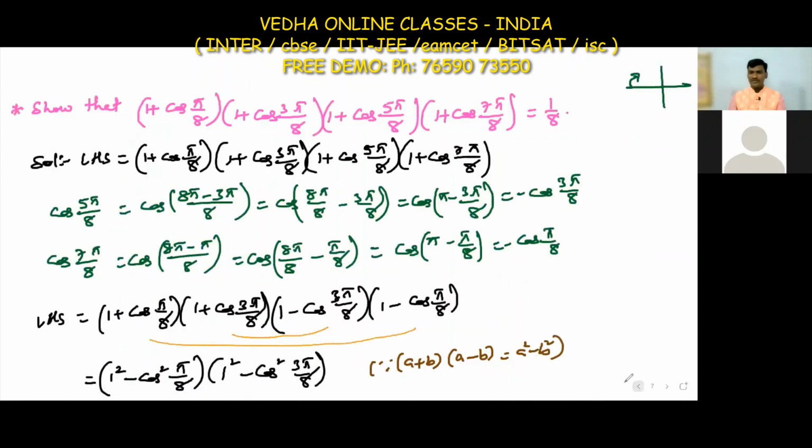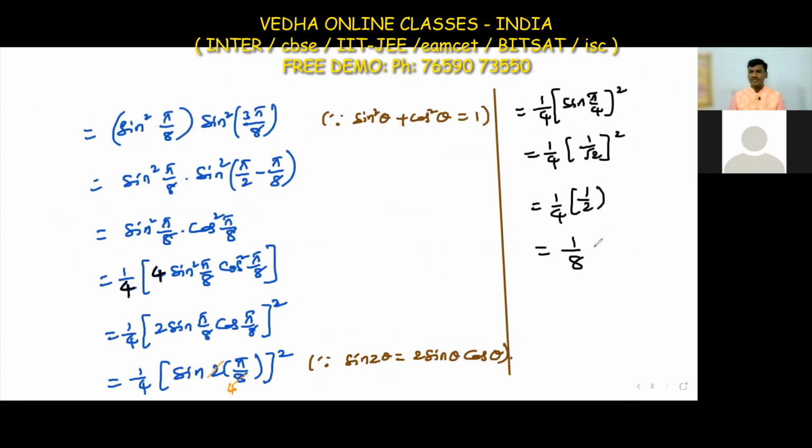What do we have to prove? We have to prove that it is equal to 1 by 8. So this is exactly the required answer. So the answer is equal to the required RHS. Hence the result is proved.